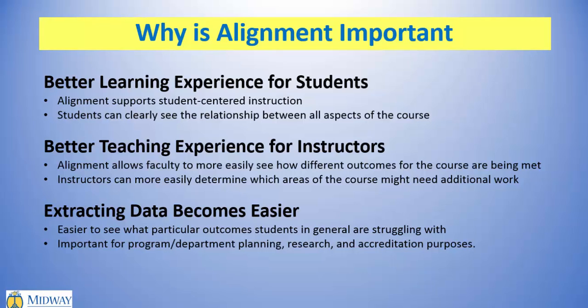Alignment provides a better learning experience for students. It supports student-centered instruction and allows the student to clearly see the relationship between all aspects of the course. In addition, alignment provides a better teaching experience for instructors. It allows faculty to see how different outcomes for the course are being met and can determine which areas of the course may need additional work. Finally, alignment makes extracting course data much easier. It becomes easier to see what outcomes students in general are struggling with. Furthermore, alignment is a valuable tool that can aid with program and department planning, research, and accreditation purposes.